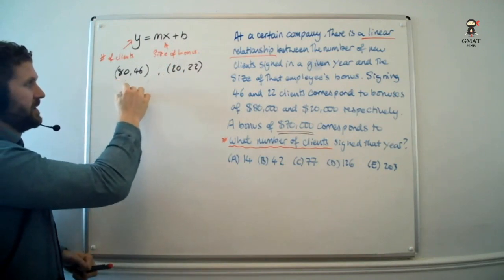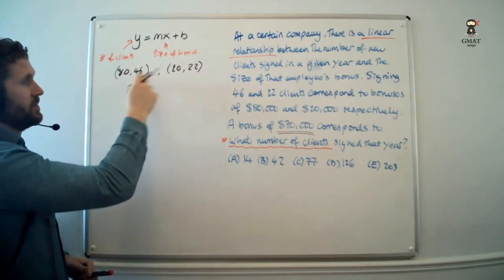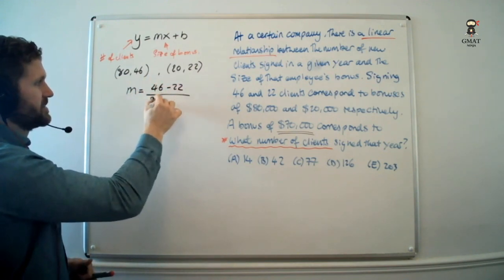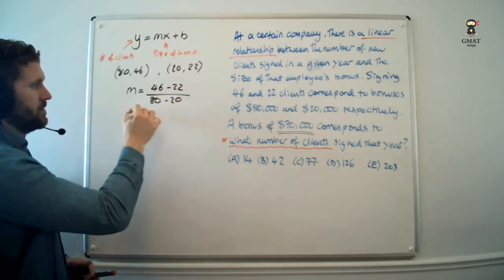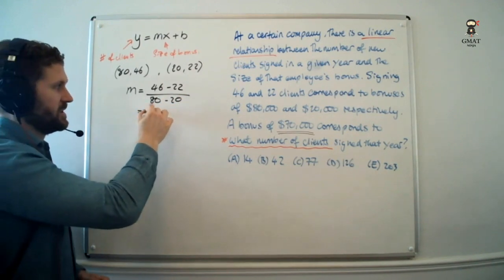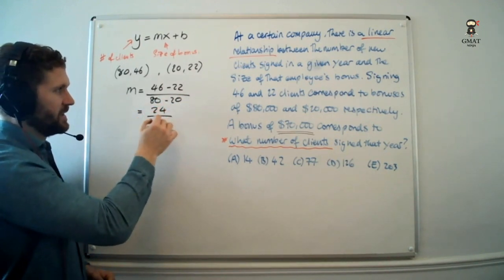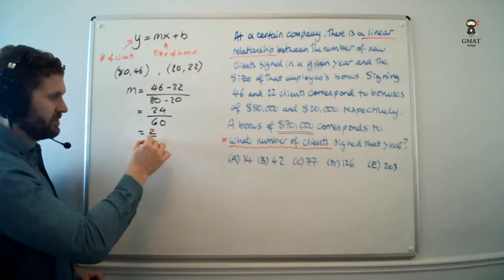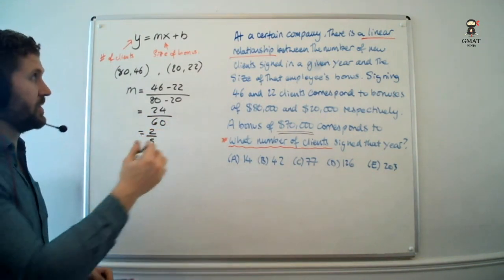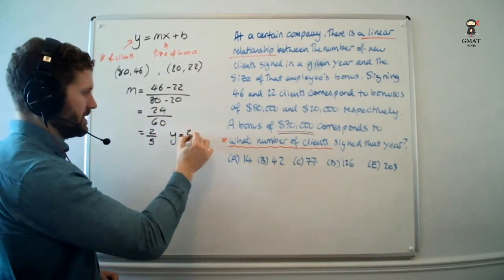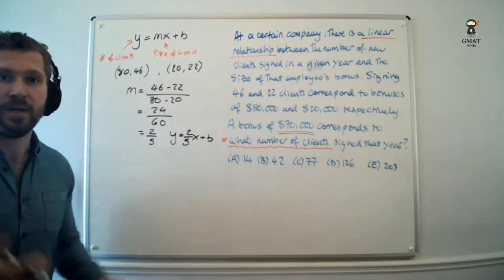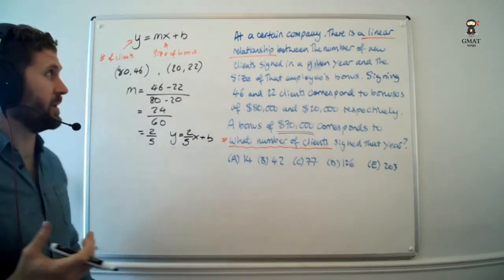Well, I can find the value of the slope by doing, well, what's the difference in the Y values divided by what's the difference in the X values? Or in other words, that's going to be 46 minus 22 will give me 24, 80 minus 20 will give me 60, dividing both top and bottom by 12 will give me 2 over 5. So I know that this relationship is Y is equal to 2 over 5 X plus B. Now I need to find the value for B here. I need to find the Y-intercept.